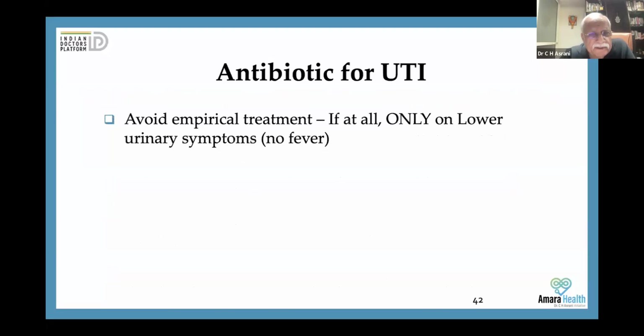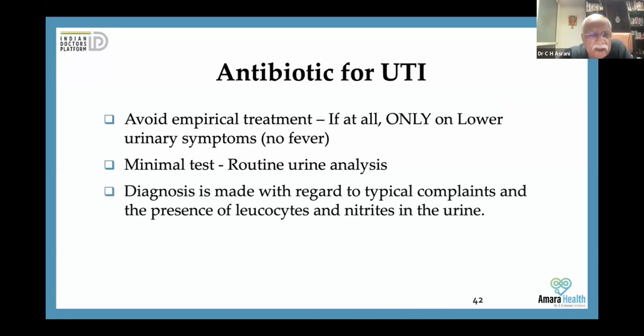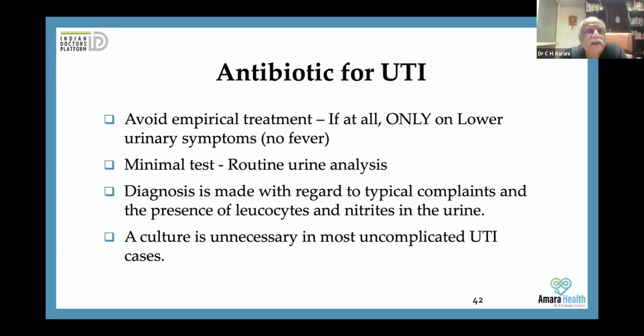Avoid empirical treatment, if at all, give only for lower urinary symptoms, with dysuria, no fever, no flank pain. The minimal test is routine urine analysis. Diagnosis is made with regard to typical complaint and presence of a large number of WBCs or pus cells and maybe nitrites in the urine. A culture is unnecessary in most uncomplicated UTI.